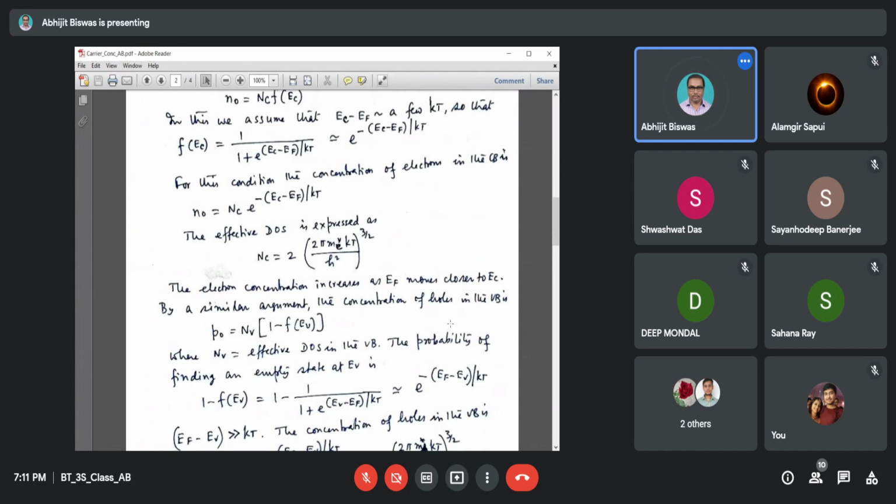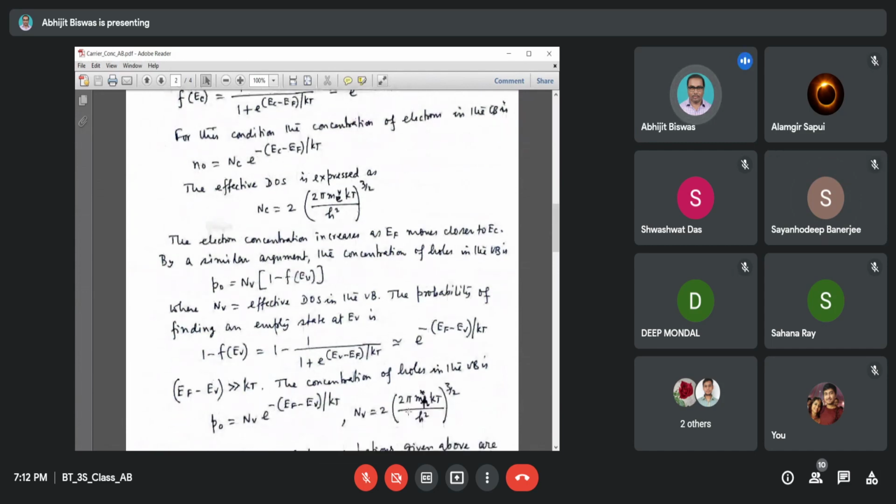Up to now, is it clear to all of you? Yes, sir. Okay. Now we will consider the hole concentration. That means the number of empty states per unit volume. That means the hole concentration. So how can you calculate it?